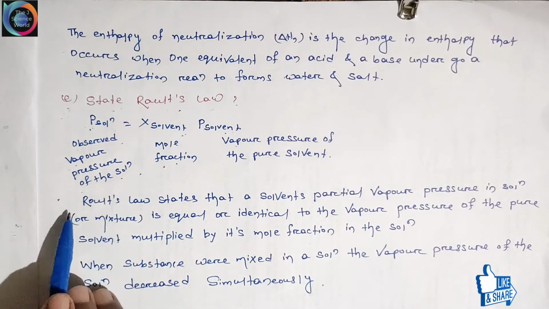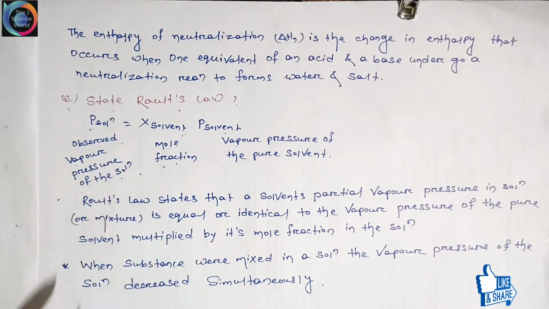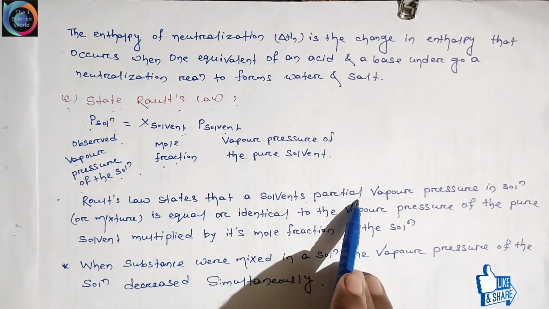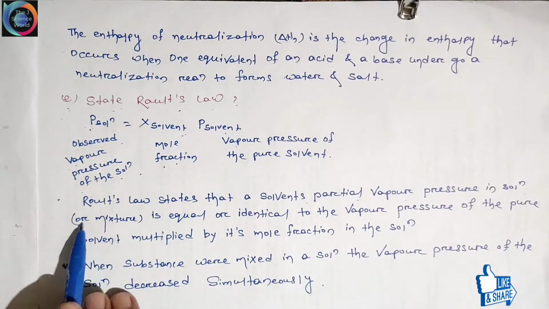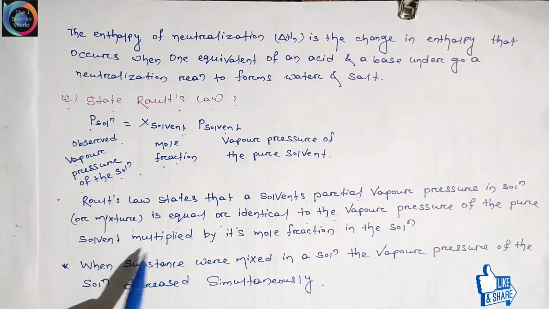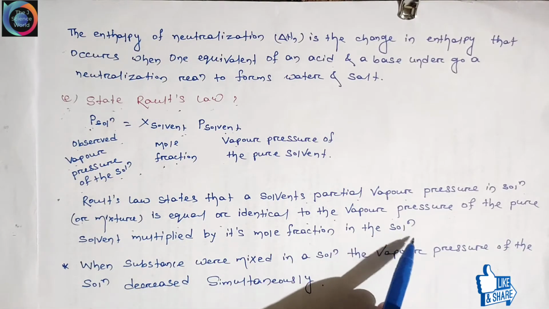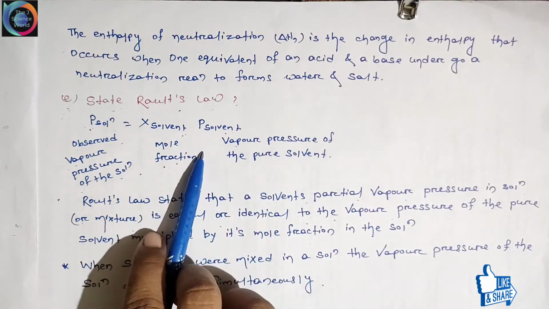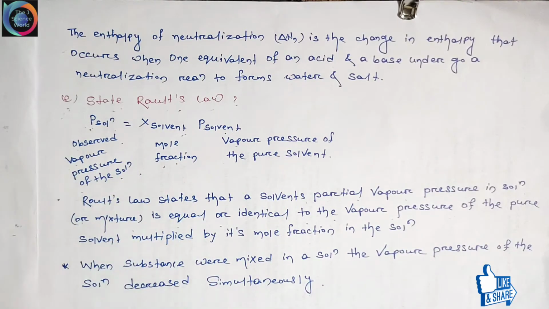So friends, Raoult's law states, as you clearly see in this formula, that the partial vapor pressure of a solvent in a solution or mixture is equal to the vapor pressure of the pure solvent multiplied by its mole fraction in the solution. This is our P_solution. Simply it means that when substances are mixed in a solution, the vapor pressure of the solution decreases. When you add some substance to the solution, the vapor pressure also decreases.